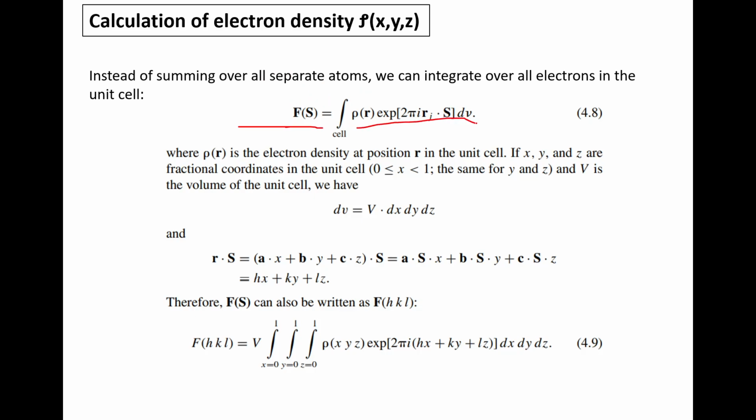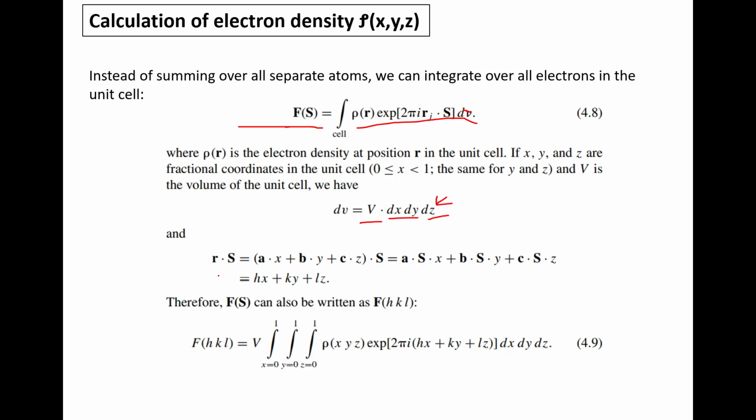this is the structure factor equation that we got. Now the small dv can be replaced by the volume dx, dy and dz. These x, y, z are still in the real space, right? But when you multiply it with some r dot s, what is this r dot s? This is ax plus by plus cz.